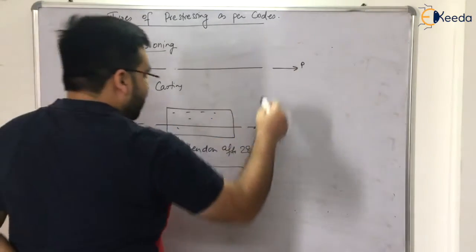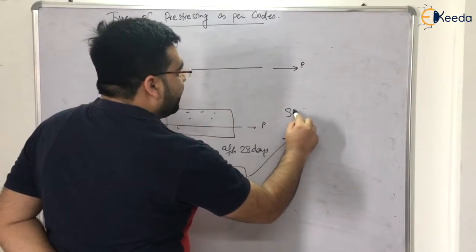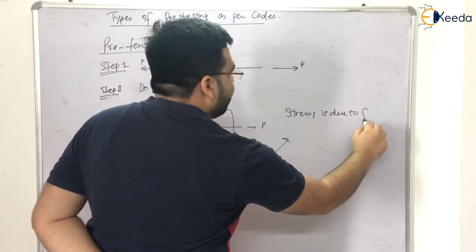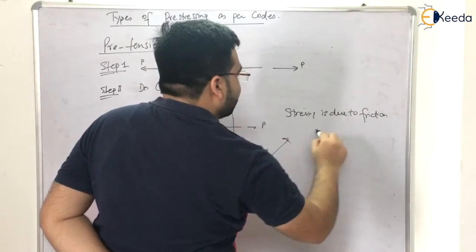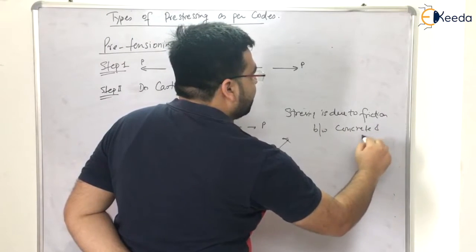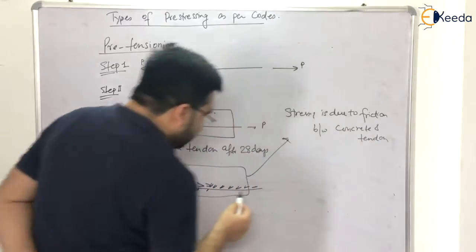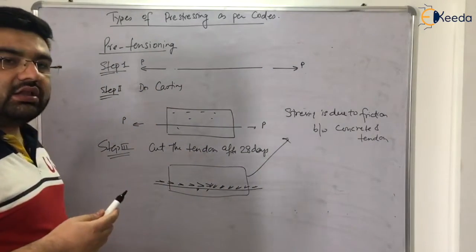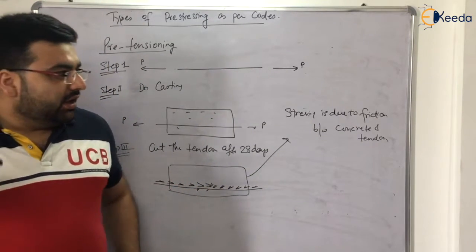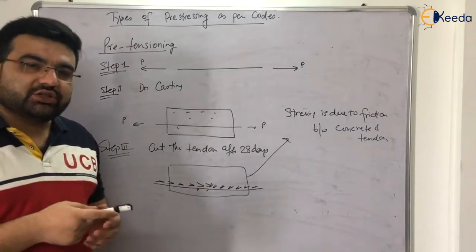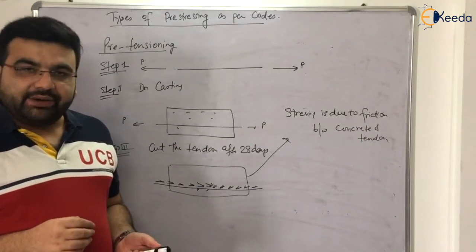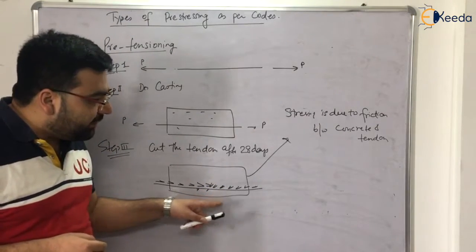So let me write it here. So in this case, the stressing is due to friction between concrete and tendon, because the tendon is in contact with concrete, obviously. So if it comes back to its original position, and it is in contact with concrete, it will try to compress concrete also, right? So there will be friction, and with the help of this friction the stress is transferred.